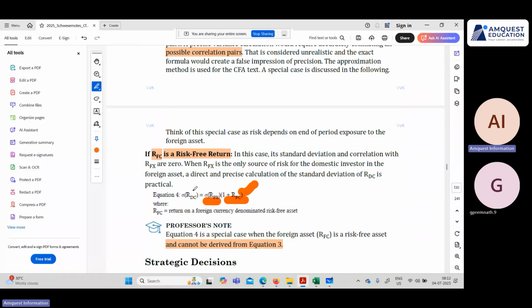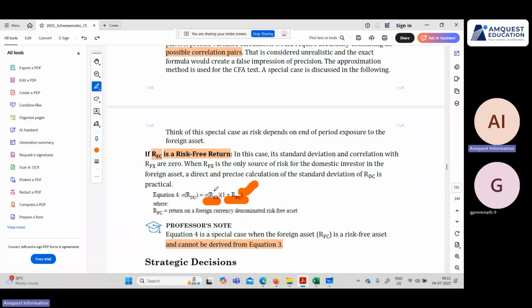But you just need to remember that in case one of the returns is a risk-free return, then the only exposure that you get is from sigma of FX, and then 1 plus RFC. You can call it one of the equations that you need to remember. Sigma of RFX. So basically, the return from sigma of risk-free rate. Sorry? Sigma of risk-free rate, is it?